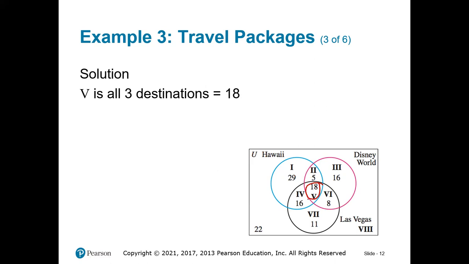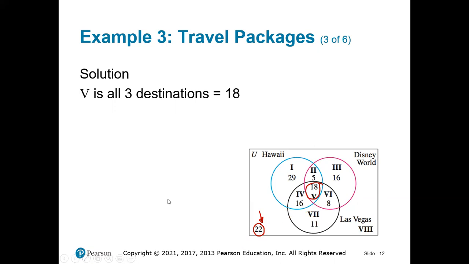We have 3 sets, right? So 18 wish to travel to all of them. And this number here, 22, of course, I'm going to show you how we get the 22. These people don't wish to travel to Hawaii, Disney, or Las Vegas. Well, maybe they want to go somewhere else, but we should not care about that.